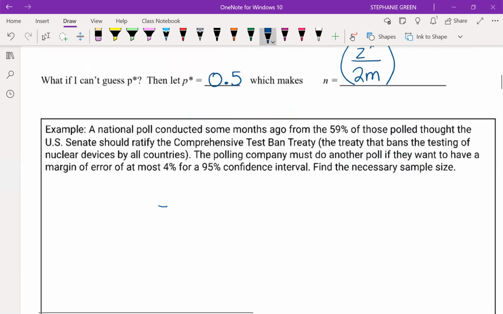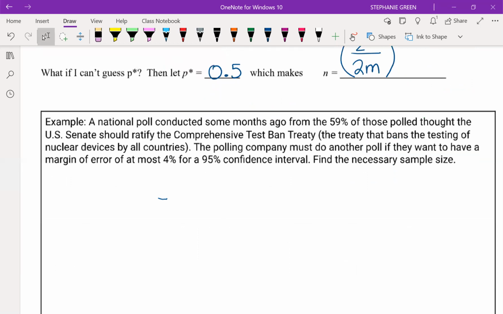So let's go ahead and do another example. Here is a national poll conducted some months ago. 59% of those polled thought the U.S. Senate should ratify the Comprehensive Test Ban Treaty, the treaty that bans testing of nuclear devices by all countries. The polling company must do another poll if they want to have a margin of error of at most 4% for a 95% confidence interval. Find the necessary sample size.